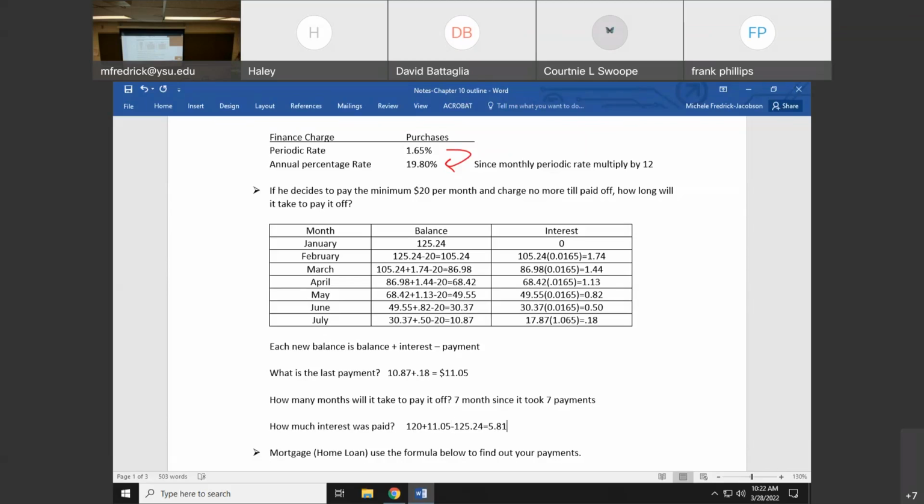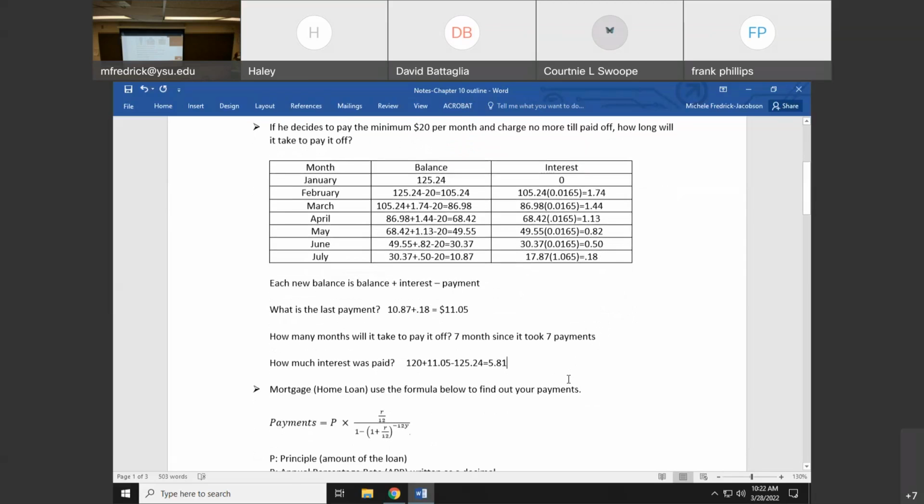Take all of the payments that he made, subtract what he had owed to start with, and it'll get the interest that you paid. But when we have the interest separated right here, it's a lot easier to just add it twice to make sure you didn't hit a button wrong. Any questions on that?